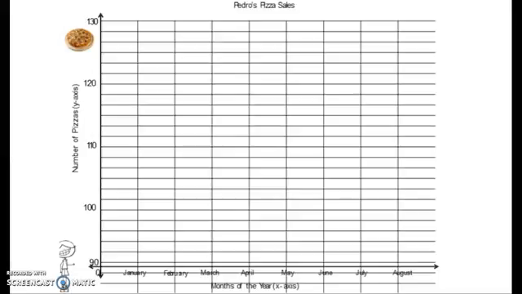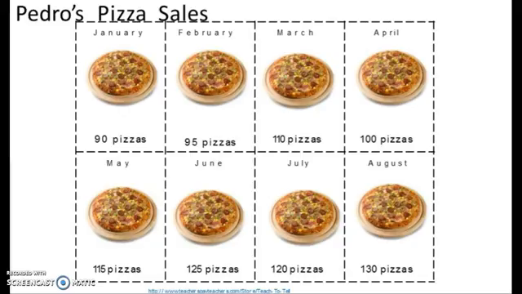This is the template we're using for the graph. And notice that all of the months are listed down here. The number of pizzas is on what is called the y-axis. The months of the year are on the x-axis. So our first data point is January. In January, 90 pizzas were sold.